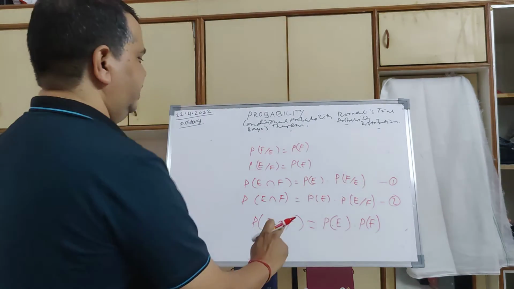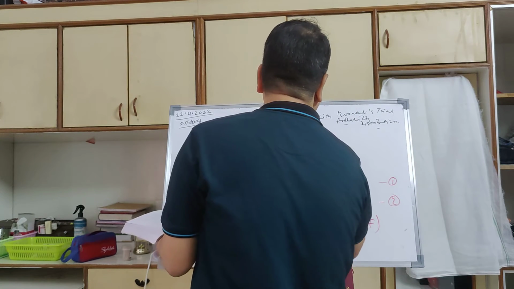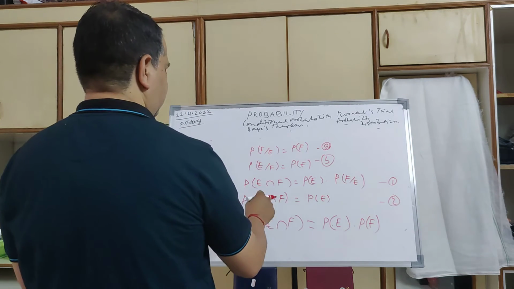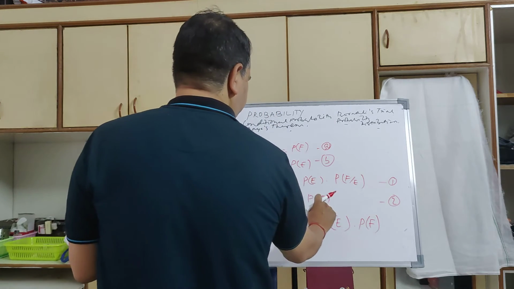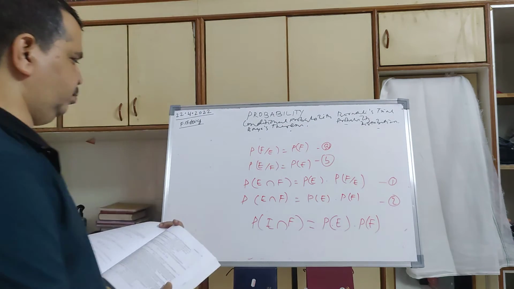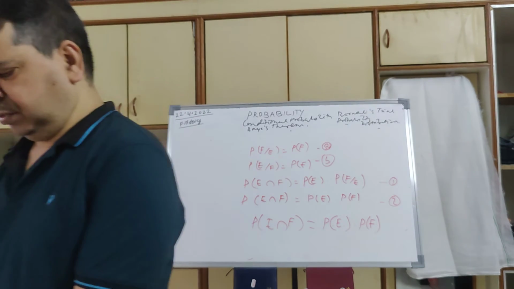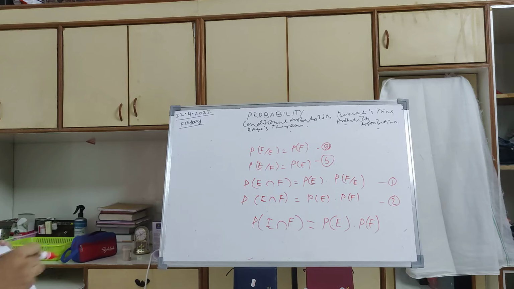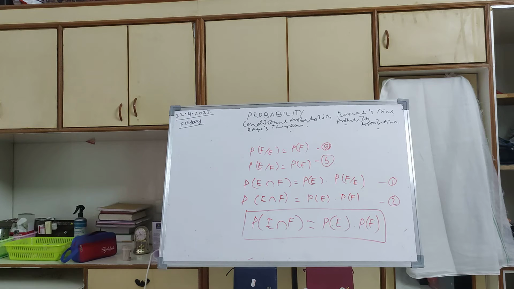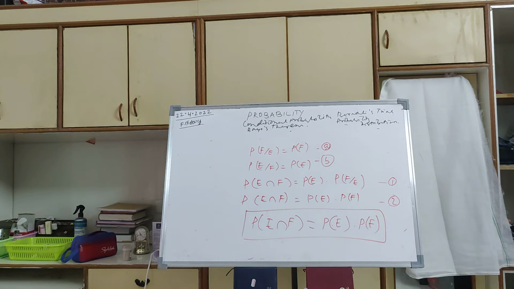So probability of F given E is nothing but probability of F, right? From the first equation. So let us say this is A, this is B. So from probability of E given F is equal to Pe, then PFE we know is equal to PF. So probability of E given F is equal to probability of E into probability of F. So if two events are independent, this is what is going to happen.